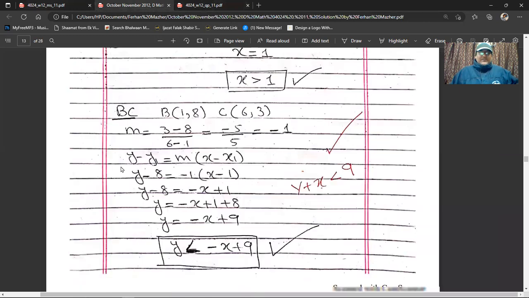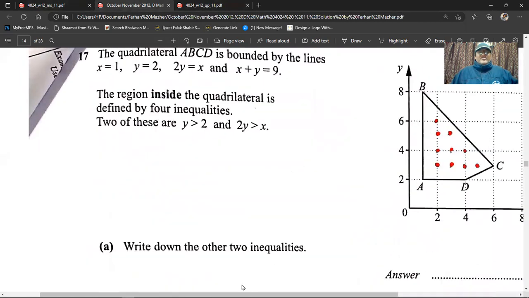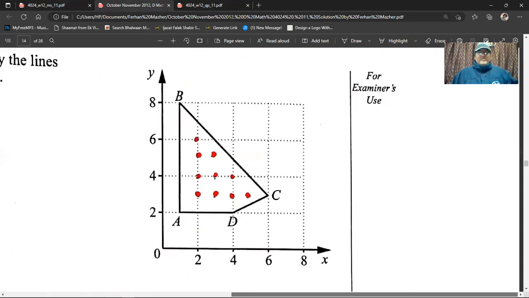Okay, so very simple. I will try to show you. I have marked them with the red dots. So 2, 3, 2, 4, 2, 5, 2, 6. This one will be 3, 3, 3, 4, 3, 5. This one will be 4, 3, 4, 4. And this one will be 5, 3. So these are the points which are inside that quadrilateral and whose coordinates are integers. And then you can count how many they are.